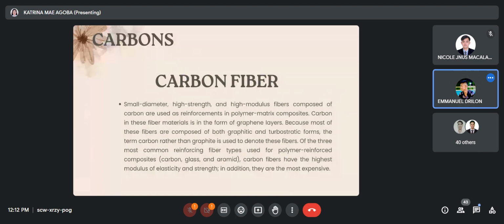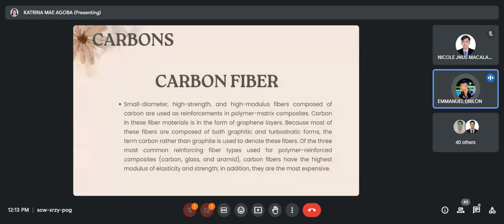Carbon fiber. Small diameter, high strength, and high modulus fibers composed of carbon are used as reinforcement in polymer matrix composites. Carbon in this fiber material is in the form of graphene layers. Because most of these fibers are composed of both graphitic and turbostratic forms, the term carbon rather than graphite is used to denote these fibers. Of the three most common reinforcing fiber types used for polymer reinforced composites, carbon fibers have the highest modulus of elasticity and strength. In addition, they are the most expensive.